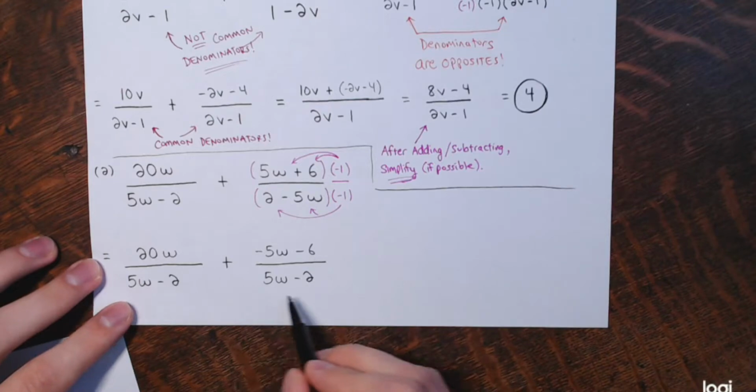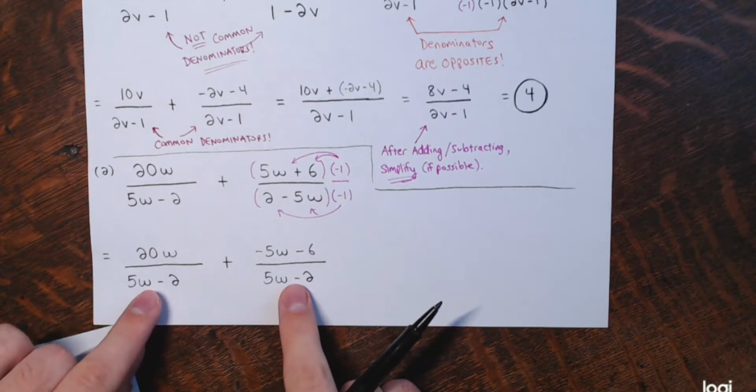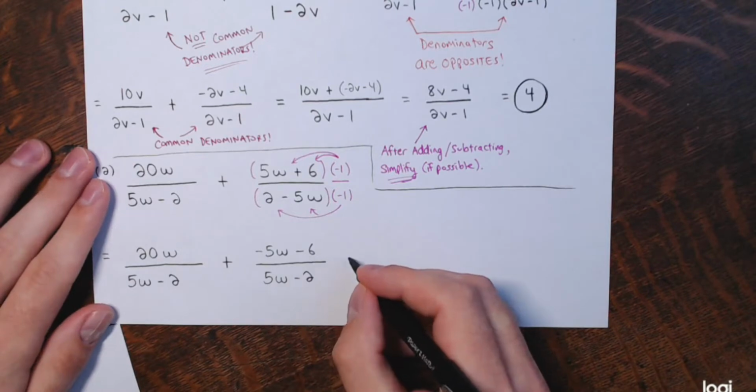And now I have the common denominator I want. You need the same denominators to be able to add or subtract. Well, now I'm adding.